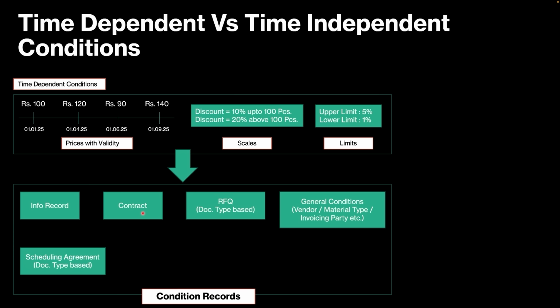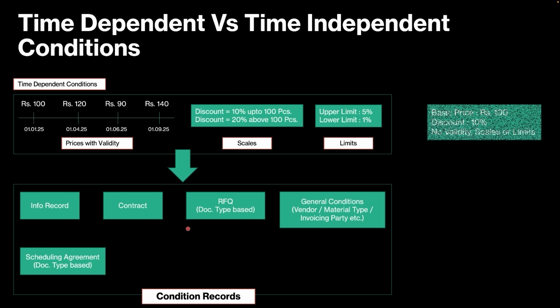Okay, and whenever we are creating any info record or contract, basically we are saving the condition record against that particular table which contains the combination of fields containing these documents. Okay, so basically creating an info record or contract is like saving a condition record against that particular condition table. Okay, and you also have general conditions which you can maintain against these fields through their respective tables. Okay, so the time dependent conditions basically refer to the condition records only, and this is facilitated against all these purchasing documents.